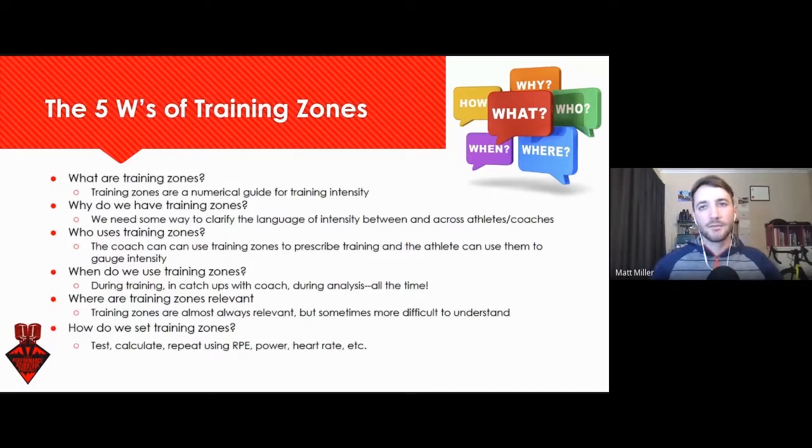So I guess the way we use it, we can use it for language between us, and then you and I as coaches and scientists can use it as language between us and our athletes. Yeah, that's exactly right. When do we use them?